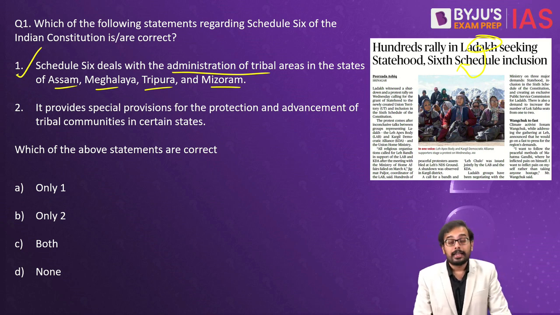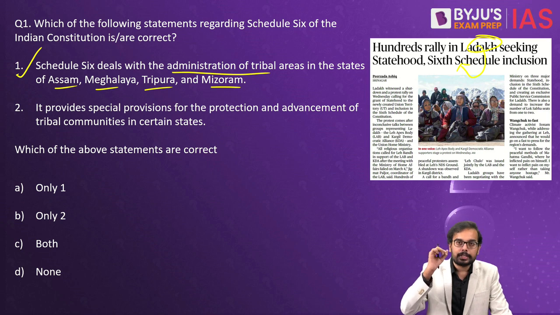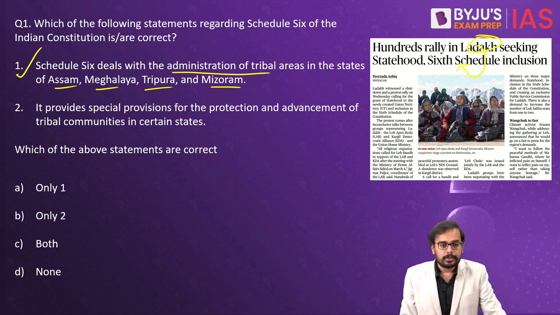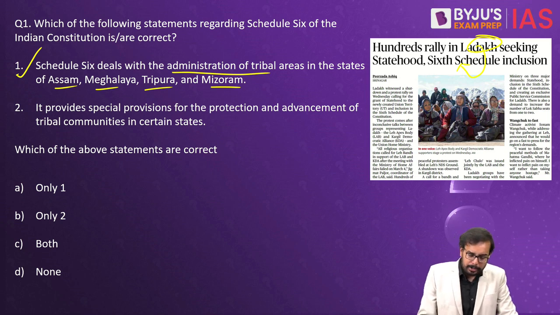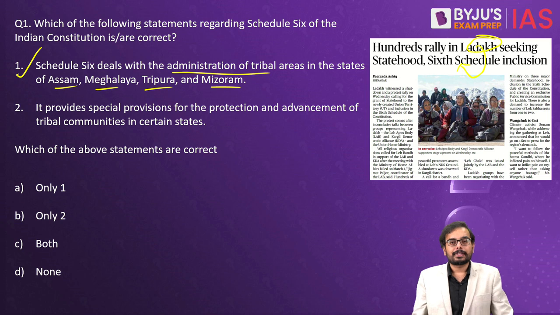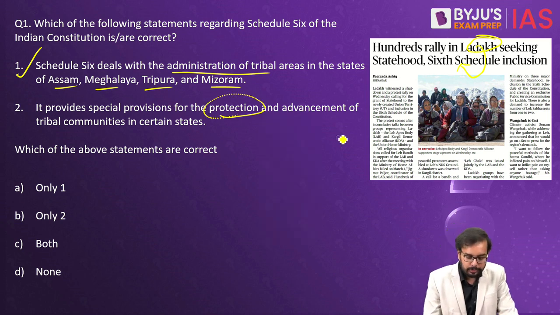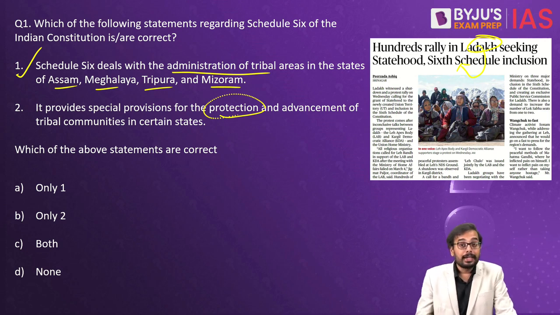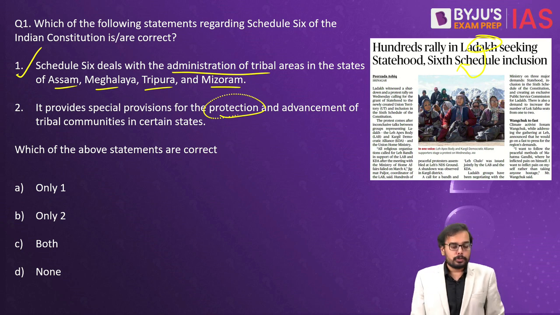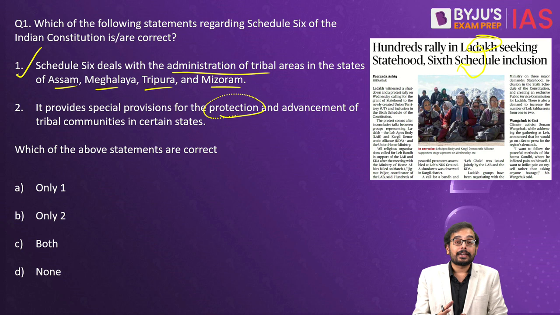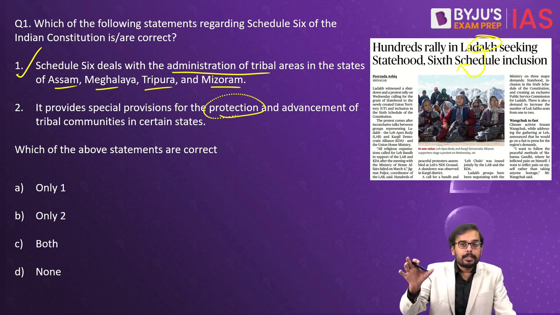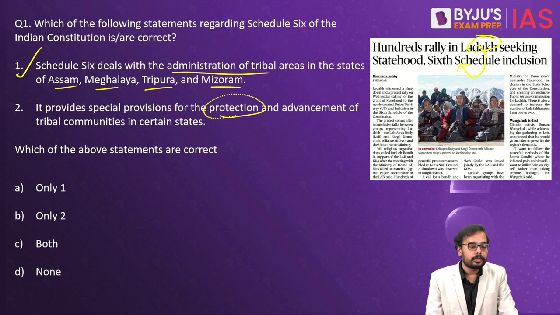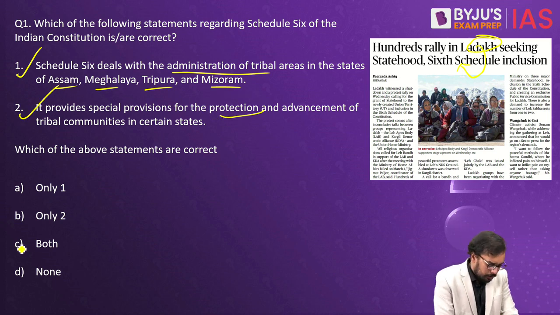So this statement is absolutely right. Schedule 5 is for other states, not for Assam, Meghalaya, Tripura, Mizoram. For these 4 states, we have only Schedule 6. So statement 1 is absolutely right. And what about statement 2? It provides a special provision for the protection and advancement of the tribal community in certain states. Is it true? Yes, the main essence of Schedule 6 is to protect the tribal groups of these 4 states. That is the core essence of Schedule 6, and that's why it is added in the Constitution. So statement 2 is also absolutely right. So what is the answer? The answer has to be C.